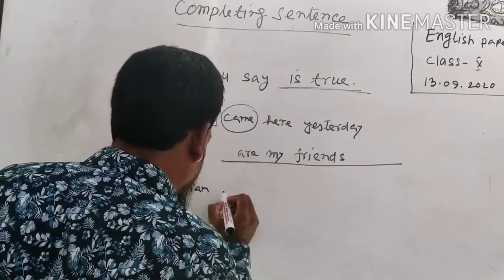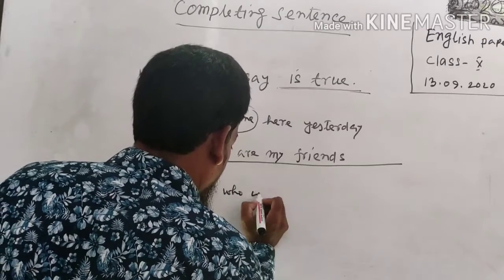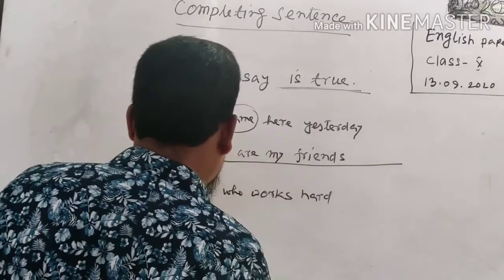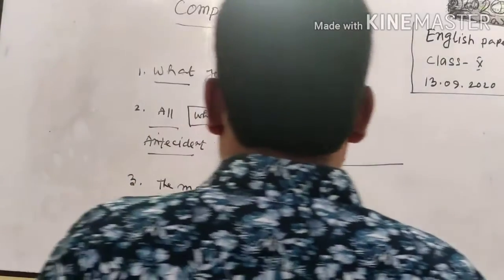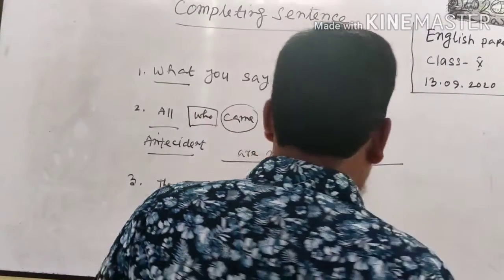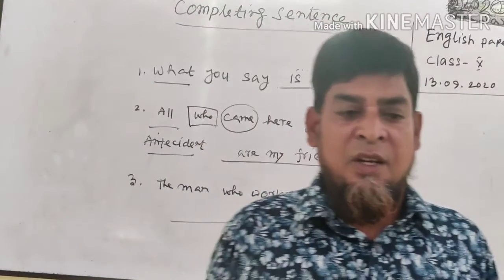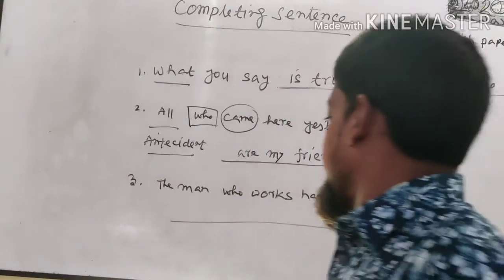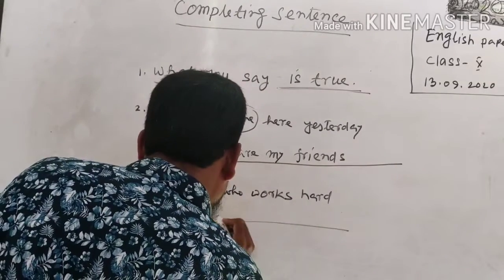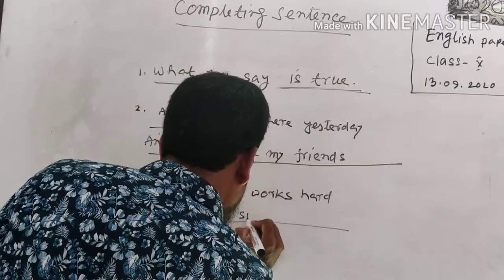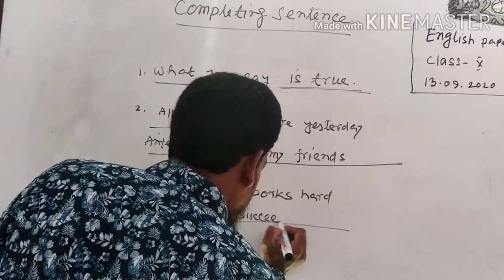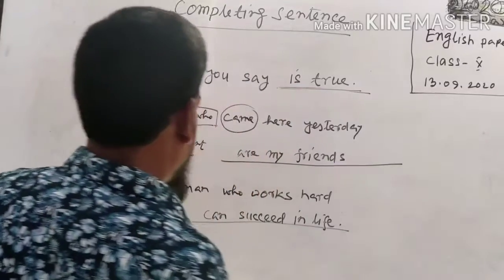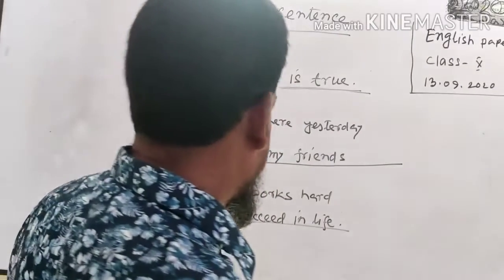Number 3. The man who works hard. The man who works hard. Try to guess what the answer will be. The man who works hard can succeed in life. The man who works hard can succeed in life.